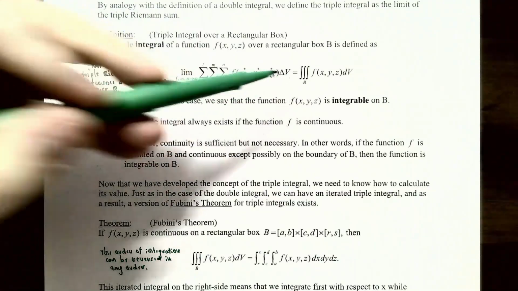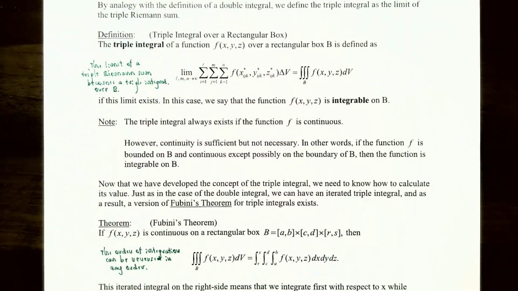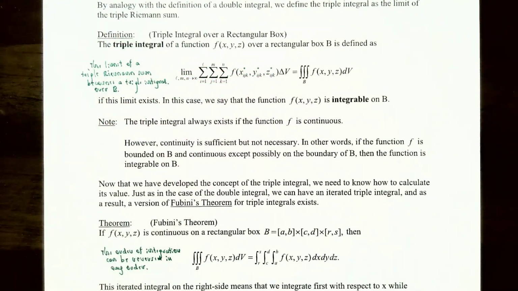If this triple integral exists, then the function f is integrable over the rectangular box B, and you can calculate its value. This triple integral will always exist if the function f is continuous. However, it turns out that continuity is sufficient but not necessary. In other words, if the function f is bounded over the rectangular box B and also is continuous except possibly at the boundary points of the rectangular box, then it turns out that the function f is integrable over the rectangular box B as well.